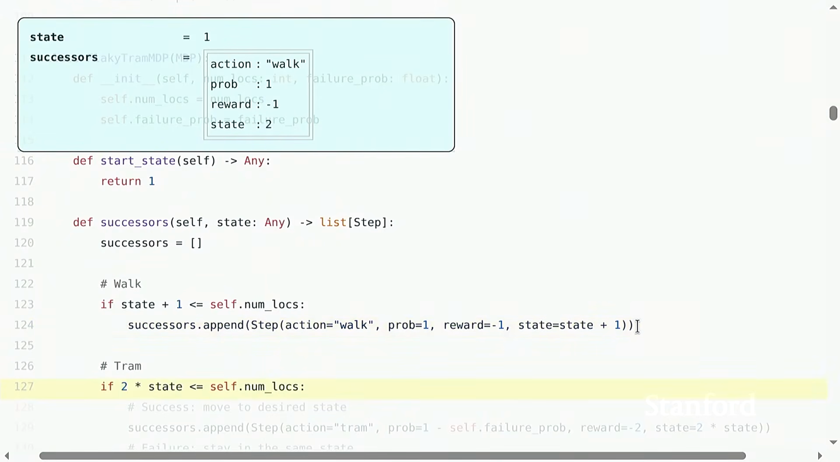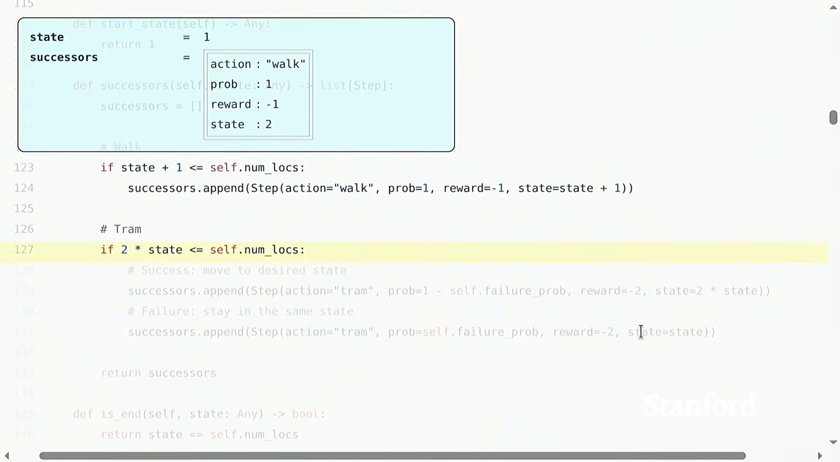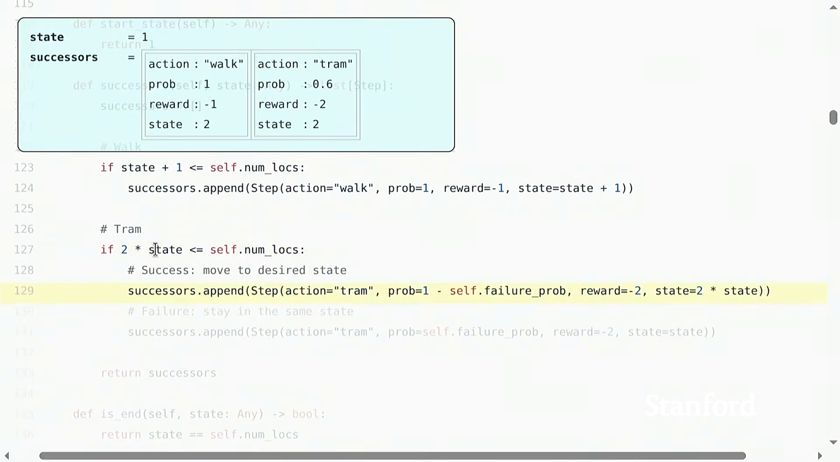And now, what happens if I take the tram? If I can stay within bounds, so if I take the tram, remember I go to 2i, then there are two successors that I create from this one action. The first is, what happens if the tram is actually successful? So with probability 1 minus the failure probability, which is 0.4, I can move to state 2i, and I get a reward of minus 2. So that's a cost of 2. Okay? So that means with probability 0.6, I can go to state 2.